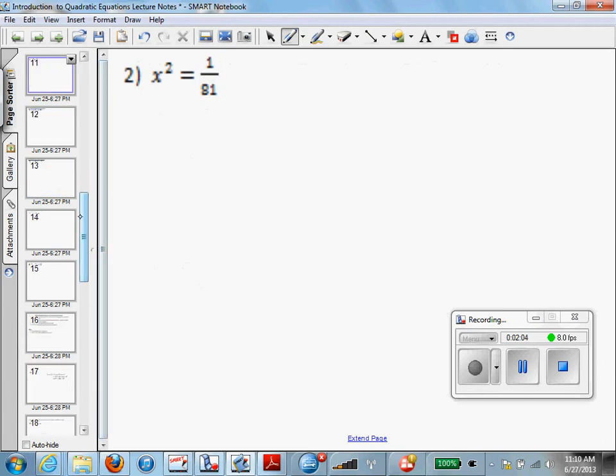Okay, if we look at number 2, we have x squared equals 1 over 81. So if we take the square root of both sides of the equation, that's going to free the left side to just be x, since the square root and the squared are inverses of each other. And we're going to be left with x equals the square root of 1 over 81. Well, as you have learned from previous classes, you can break that into x equals the square root of 1 over the square root of 81.